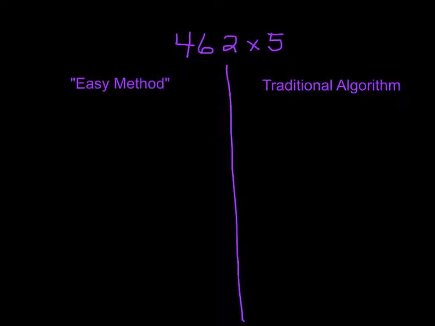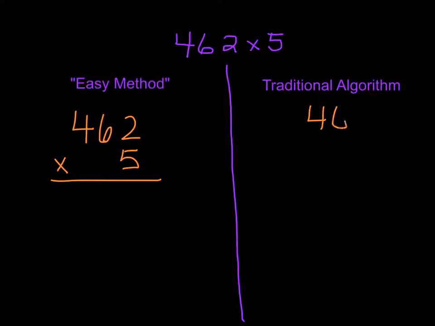So our first multiplication problem that we looked at in the easy method was 462 times 5. And you'll remember we wrote it 462 times 5. And guess what? The traditional algorithm, we set it up the same exact way, 462 times 5.